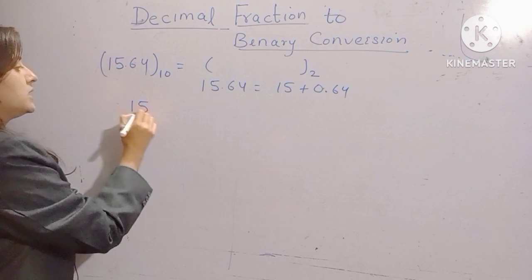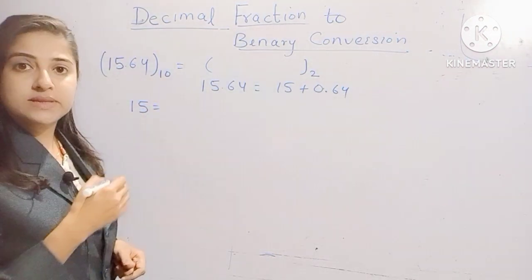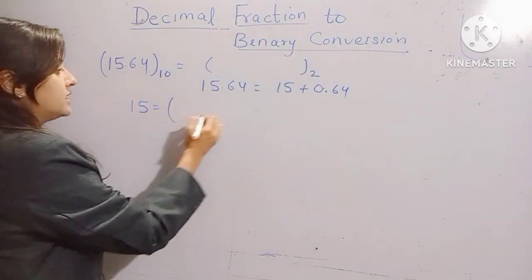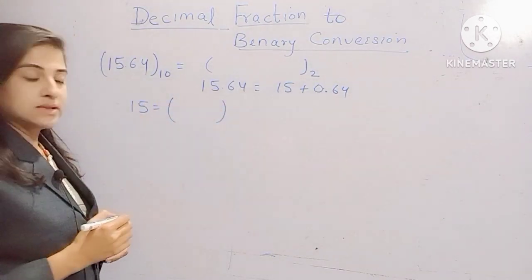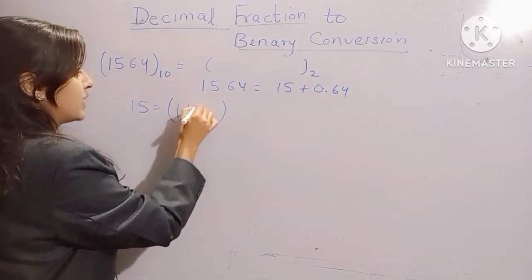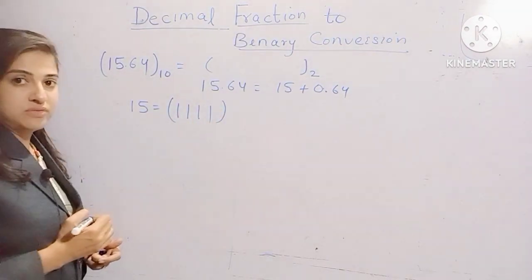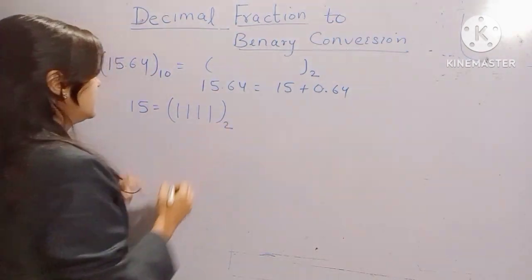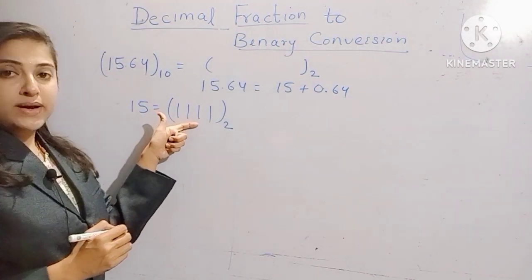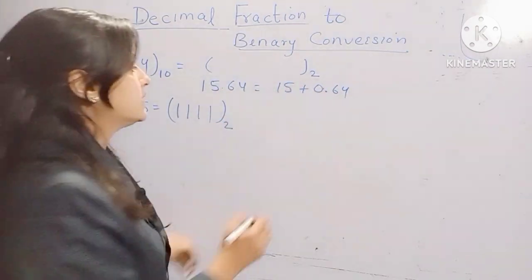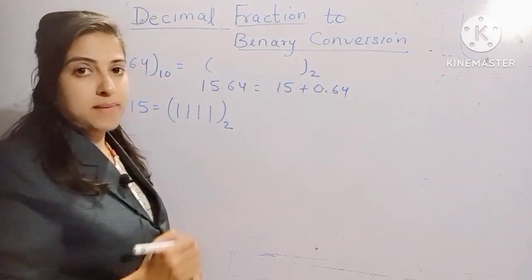We follow the double-dabble method, which we have seen in detail in the last lecture. So I am directly writing the binary equivalent for this. For 15, it will be 1, 1, 1, 1. You can follow the last video for this conversion. So this is the binary equivalent for this decimal number. Now, how can I convert this 0.64 into binary?